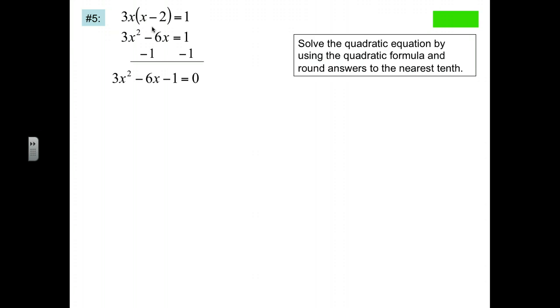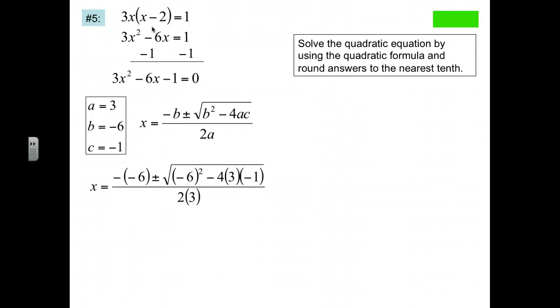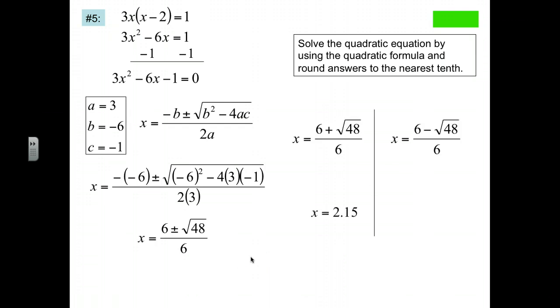Now it looks like that. What's my a, what's my b, and what's my c, guys? Take my quadratic formula, and I'm going to substitute everything in. I am left with 6 plus or minus square root of 48 divided by 6. And again, I want this to be in the nearest tenth. So I am going to separate these out.